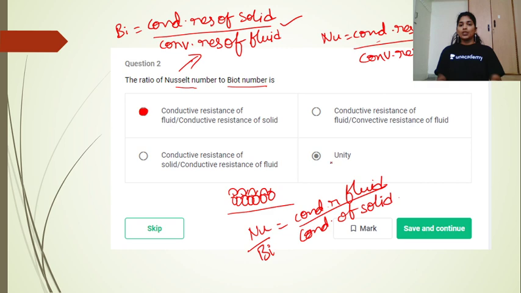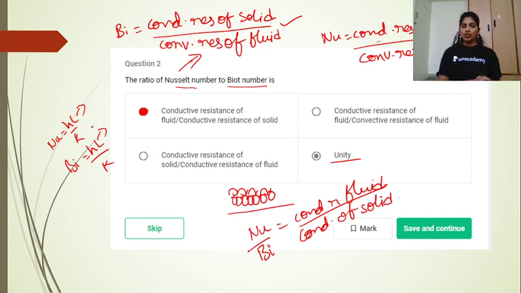Okay. So if you go by the formula, Nu is equal to hL by k, and similarly Biot number is also hL by k. So here also it is characteristic length, and in the Nusselt number also characteristic length. So if you go with the formula, you will be selecting this option, right? But this is a wrong option.